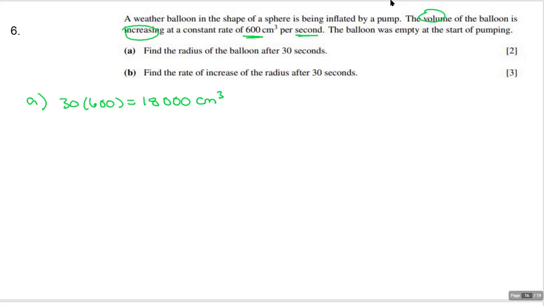Okay, so find the radius. Now, that's our volume after 30 seconds. If I take that and plug it into the formula for volume, volume is equal to 4/3 pi r cubed, then 18,000 is equal to 4/3 pi r cubed. Well, then I should be able to find the radius. So why don't you go ahead and pause this and see if you can figure out what the radius is based on this, and start back up again when you're ready.